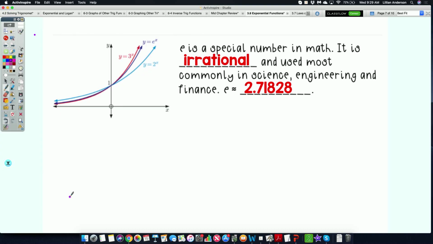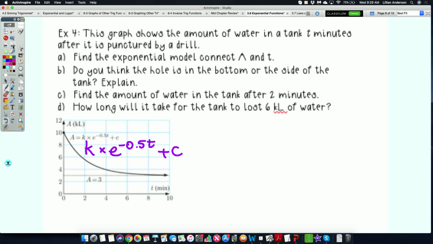This graph here shows you that E is in between 2 to the x and 3 to the x, because it's a little bit bigger than 2, but less than 3. So it is a special type of exponential function, and it is used in application problems like the one that we were just working on. So we have to find the exponential model that connects A and T together. In other words, we have to figure out what K and C are.